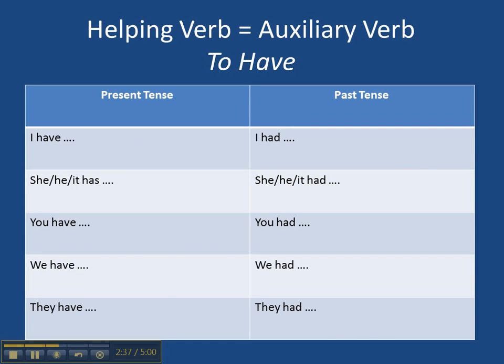Okay. Next, we're going to be talking about the perfect tenses, and to do that, you need a different auxiliary verb. You use the auxiliary verb to have. And of course, have also has other meanings, but in this case, we're talking about using it as an auxiliary verb. And you remember how have looks in the present tense and how it looks in the past tense. You've studied that.